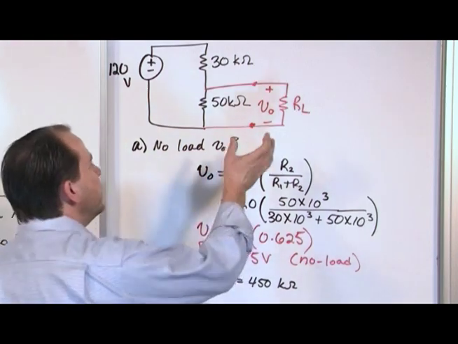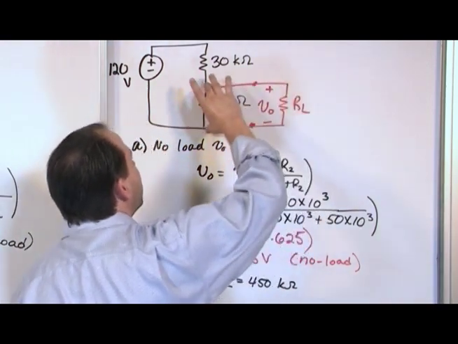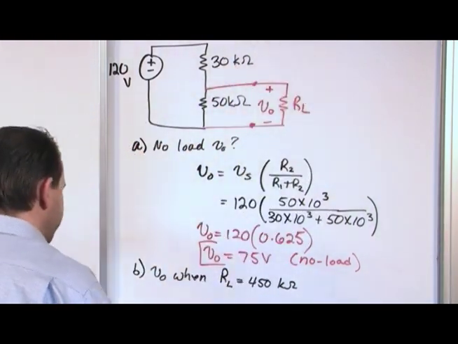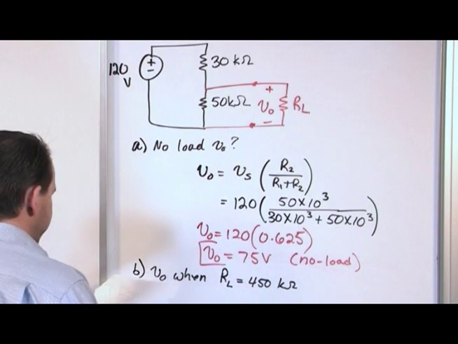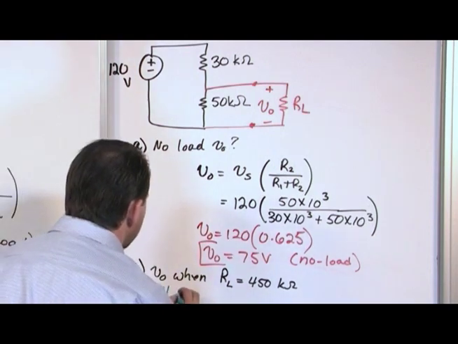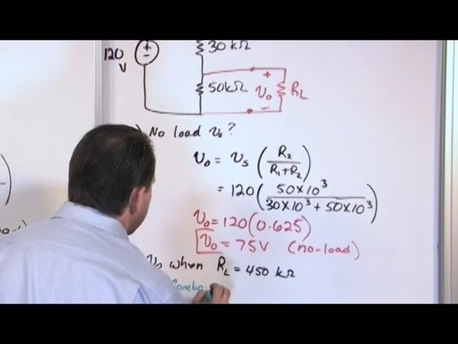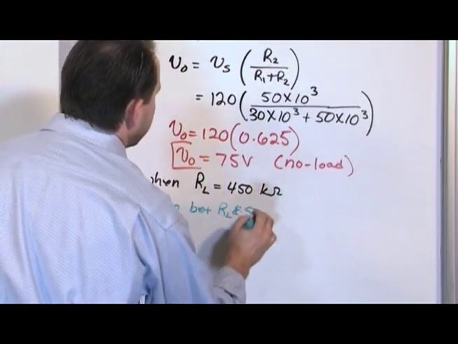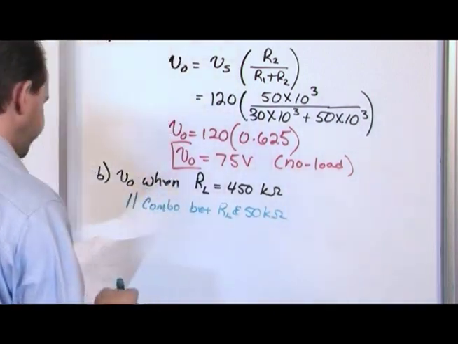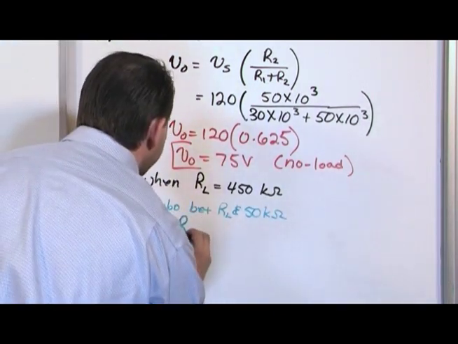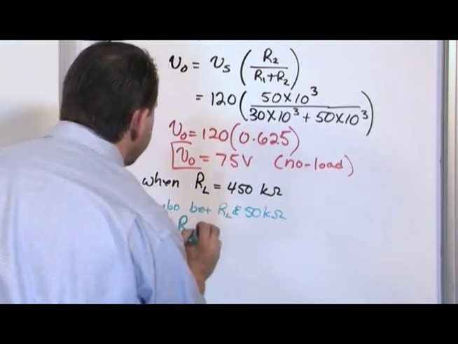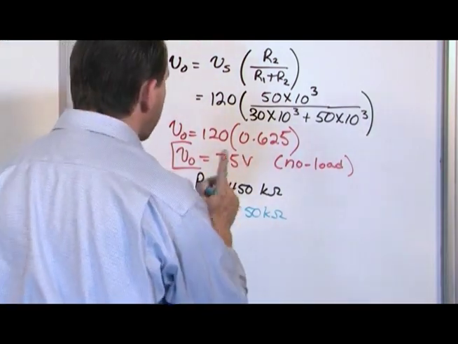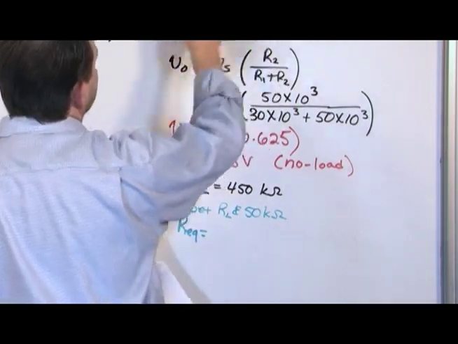There's lots of different ways you can do it, but the way I think you should do it is you notice right away, this resistor is in parallel with this. So let's do a parallel combination first. What I'll write down is the parallel combo between the load resistor and the 50 kilo ohms. So the equivalent resistance is equal to, remember we talked about that in the last section, product over sum.